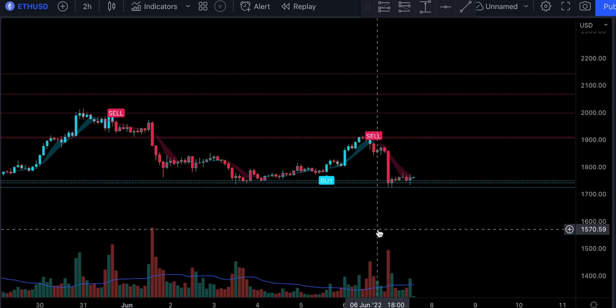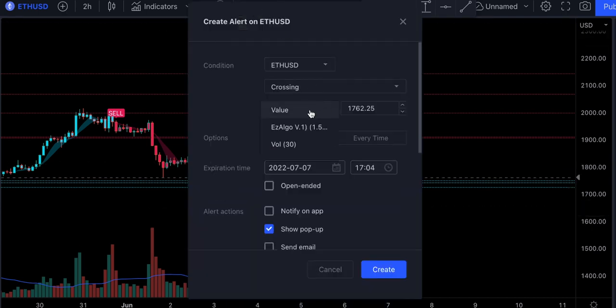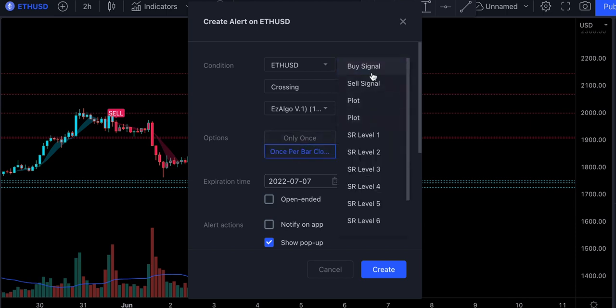And before we finish, I just want to show you how to set alerts for this algorithm. So first you have to click on alerts and then select the EaseAlgo. Here you want to change this option to once per bar close. And you can select alerts for either buy or sell signals. I wouldn't worry about anything else, especially if you're a beginner.